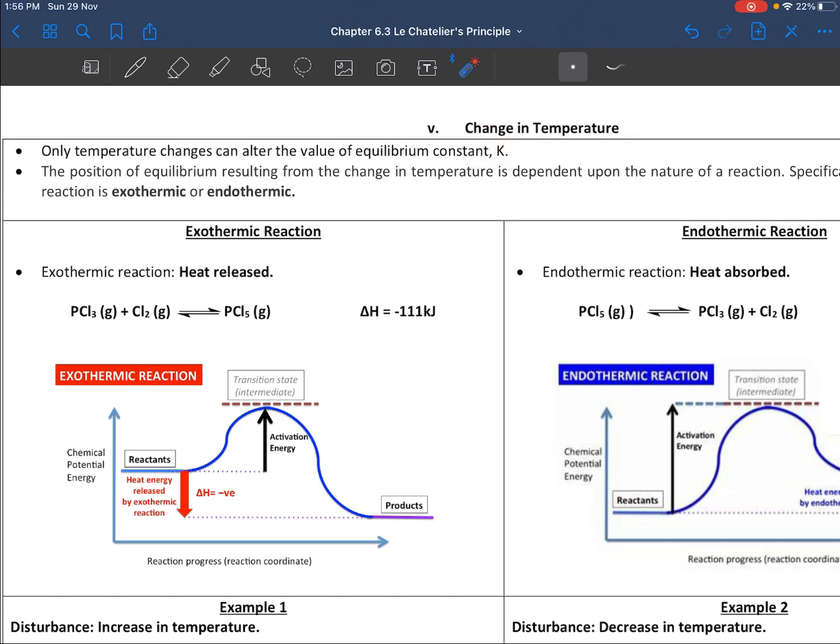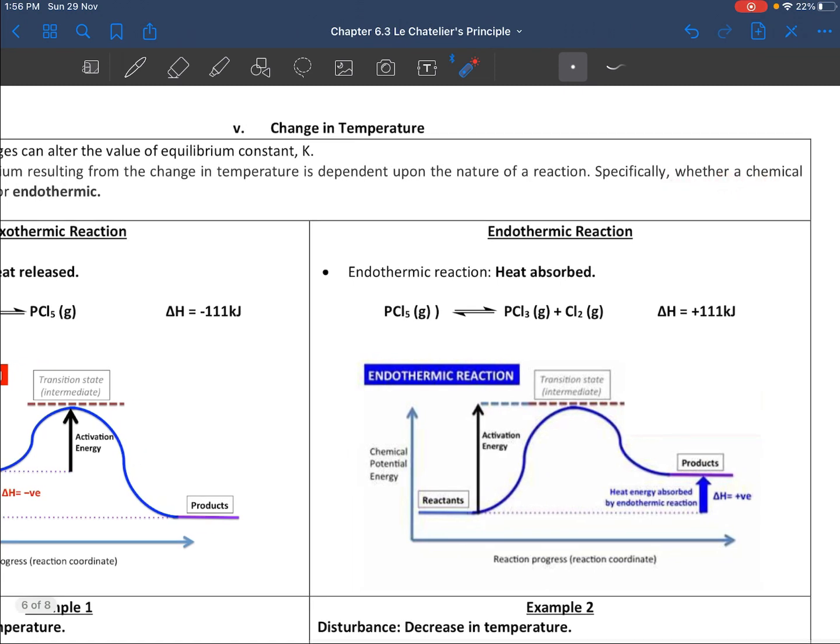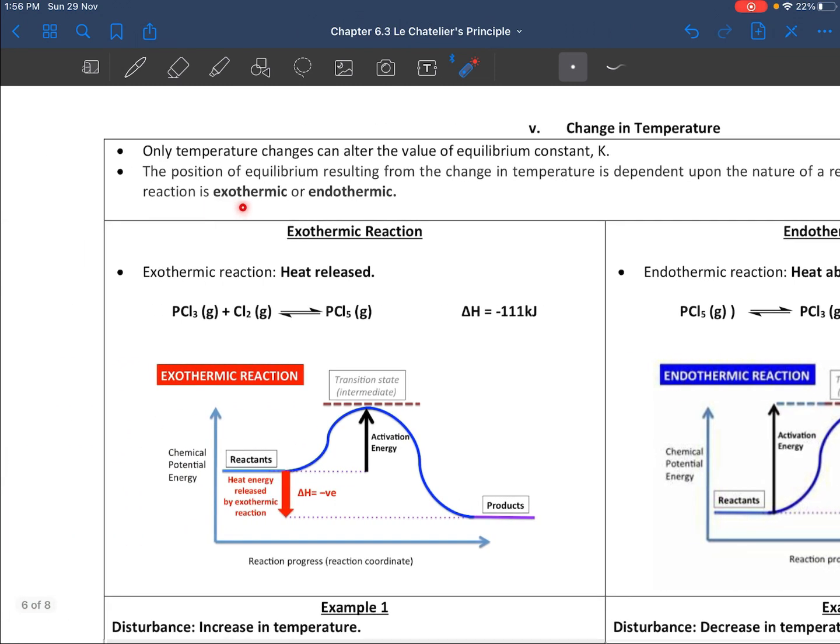Okay, alright, and then dia kata the position of equilibrium resulting from the change in temperature is dependent upon the nature of the reaction. Okay, maksudnya shift kiri ke, shift kanan ke, bila kita ubah dia punya temperature bergantung kepada nature reaction tu. Okay, specifically whether a chemical reaction is exothermic or endothermic. So ada reaction yang endothermic, ada reaction yang exothermic. So this exo and endothermic reaction will influence dia punya equilibrium position lah, sama ada nak shift kiri or shift kanan. Okay, so kita tengok dulu exothermic reaction.